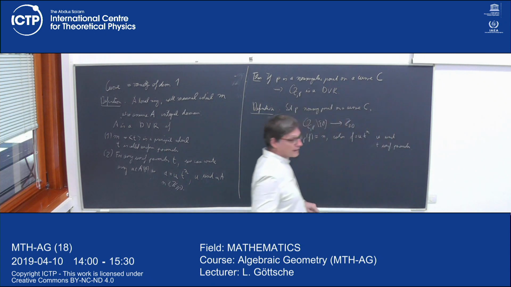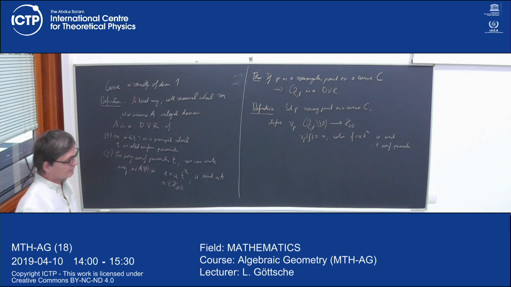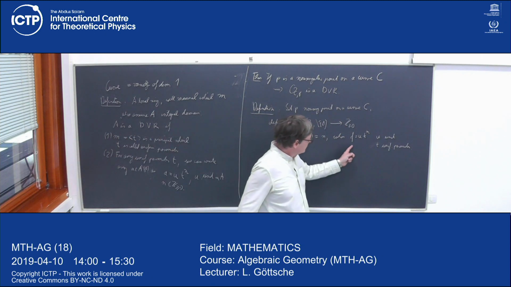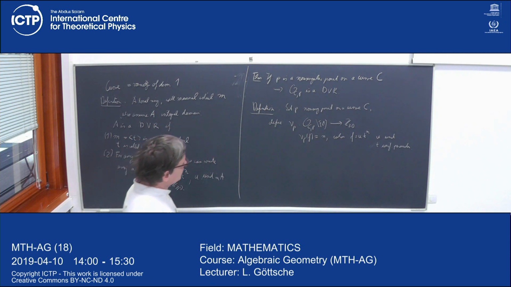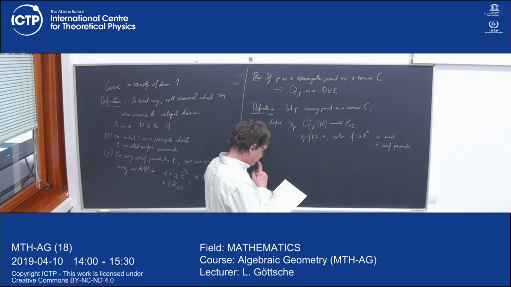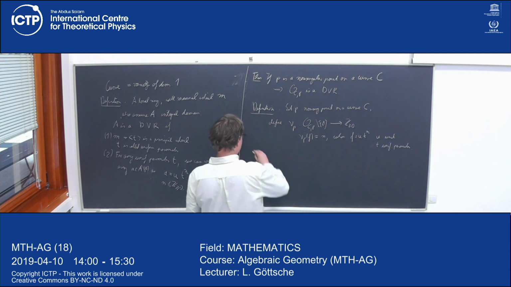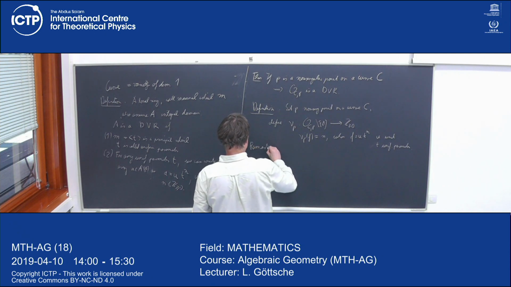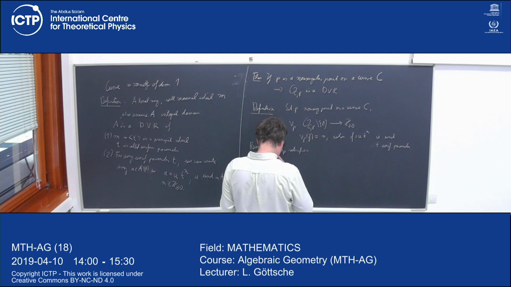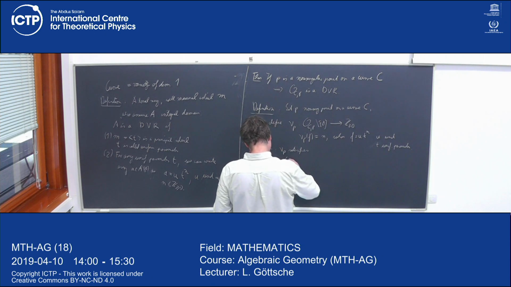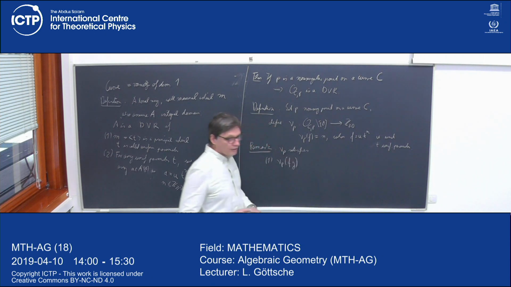We had seen that this number n is independent of the choice of uniformizing parameter, because it actually just means that f is in the maximal ideal to the n. Okay, so this is a valuation, a non-Archimedean valuation, namely it satisfies the following properties. So nu P satisfies the following. First, the valuation of the product is the sum.